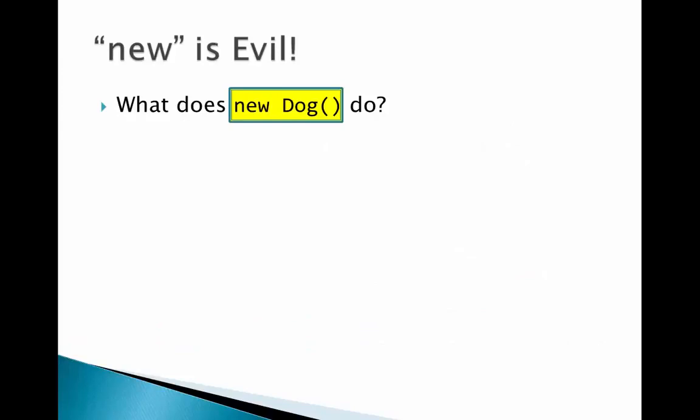What does new dog do? It's not a trick question. Yeah, creates a new instance of dog. Okay, now why might that be bad? You have to create objects, right? But why might it be bad to say new dog in your code?